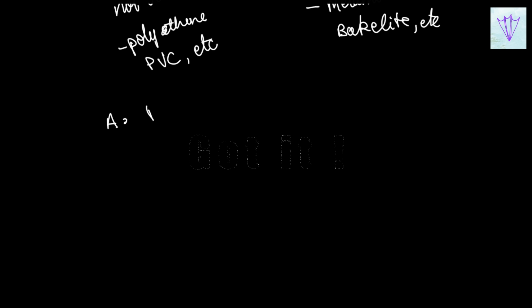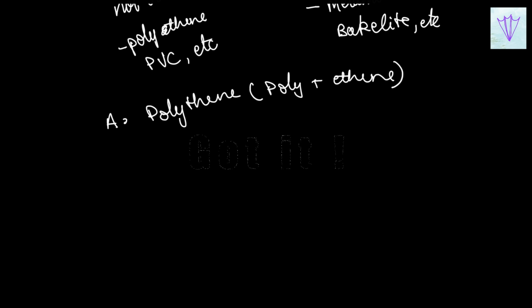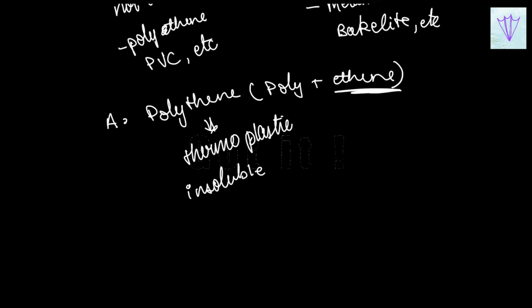Now we'll study some common plastics. The first common plastic is polythene, which is poly plus ethene. It is a thermoplastic, which means it is not resistant to heat, and it can be prepared by the polymerization of ethene molecules. It is insoluble in most solvents and is not attacked by strong chemicals, and it is translucent and can be molded in various shapes. It is resistant to corrosion and also acts as an insulator.